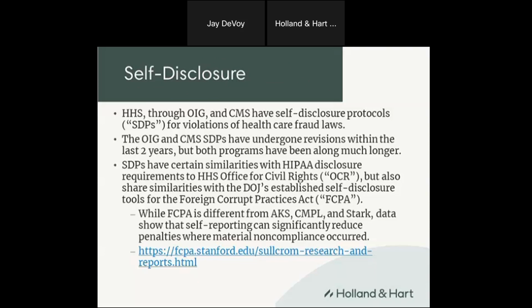These programs have been around for 15 to 20 years. There's periodic updates to them. For the most part, they are not completely derived from, but they do have some conscious parallelism with the DOJ self-report protocols for a very expensive area of compliance, which is the Foreign Corrupt Practices Act. I've included some resources so that you can see the difference that it makes to self-report versus what damages are for making improper payments under the Foreign Corrupt Practices Act.